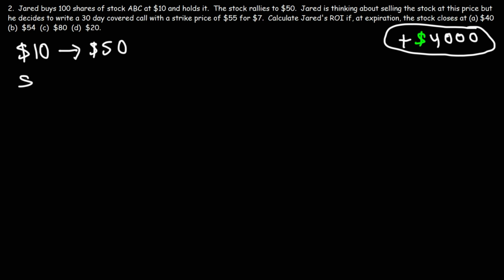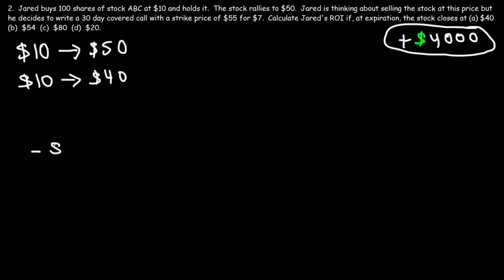But in part A, the price of the stock closes at 40. So it went up to 50, but then it went down to 40. Which would have been a better decision? To sell it at 50 or to write the covered call option when it was at 50?